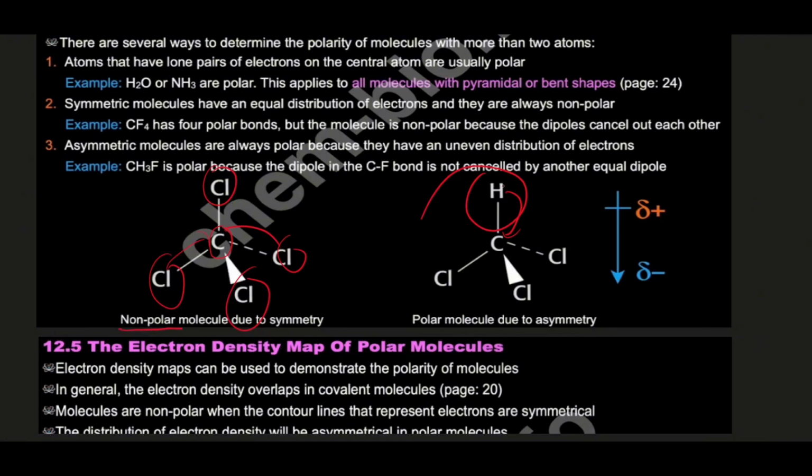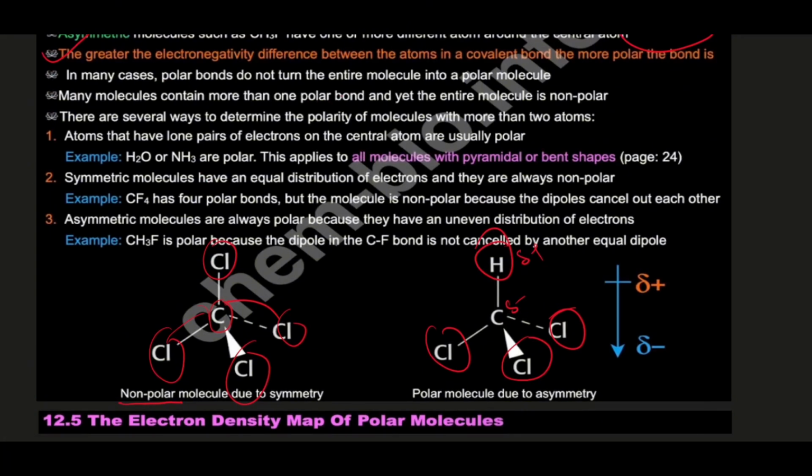And whenever a molecule becomes asymmetrical, and how can you identify asymmetrical? By checking the type of atoms being connected. If one of them is different, then it becomes asymmetrical, and this creates the polarity. You can see the polarity right here, and that's how the molecule becomes polar.